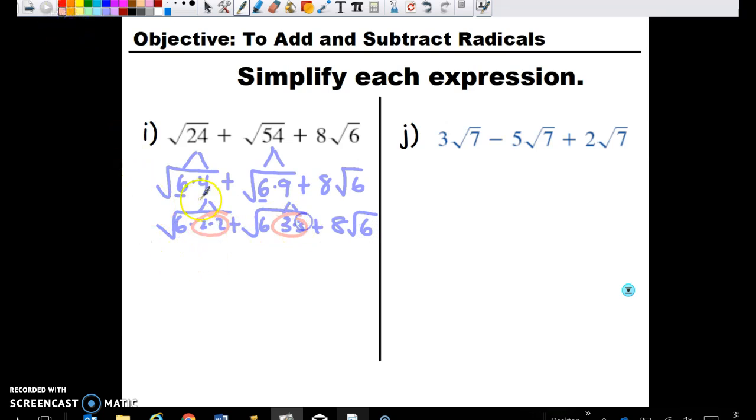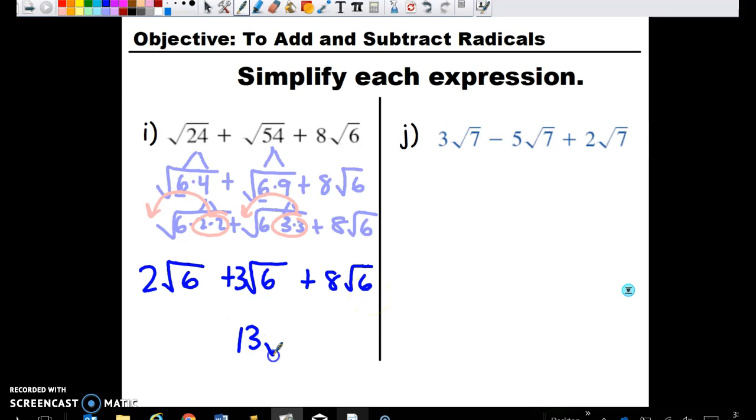What should you do if I'm going too fast? You should be able to do what with this video? Pause, rewind, and rewatch. Now I have them all in terms of like terms. The square root of 6. 2 plus 3 plus 8 is going to be 13 times the square root of 6. 5 and 8 make 13.